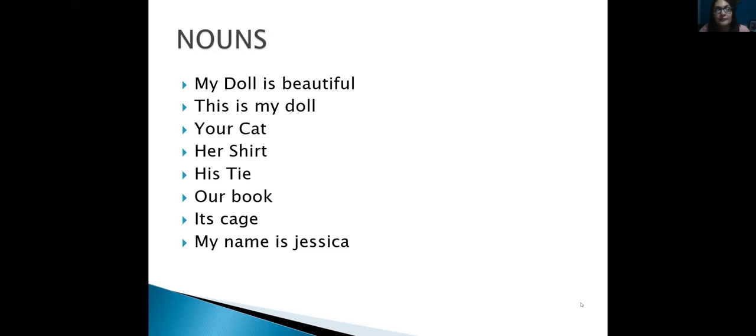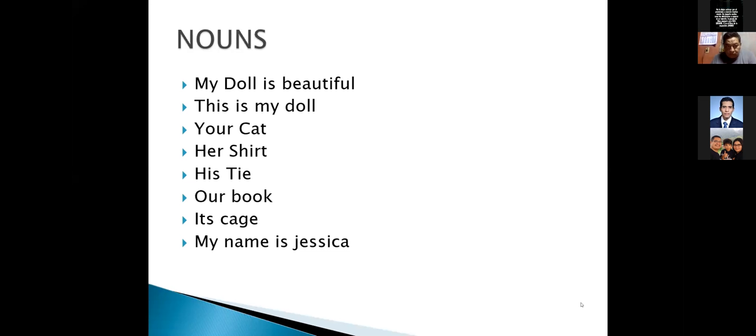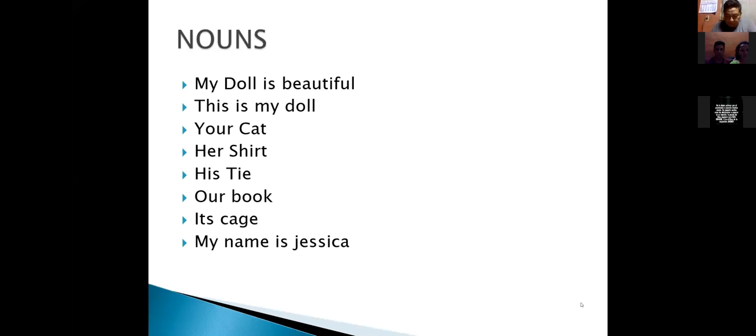All right, then I have Oscar Hernandez. His tie. A ver, Oscar, ¿cuál sería el noun? Tie, very good. And his, what is his? Possessive adjective. Excellent, very good. Manuel Antonio, our book, which one is the noun? The noun is book. Very good. And what is our? Possessive adjective. Excellent, very good. Carlos, its cage. What is the noun? Cage. Excellent. And what is its? It's a possessive adjective. Perfect. Very good, guys.